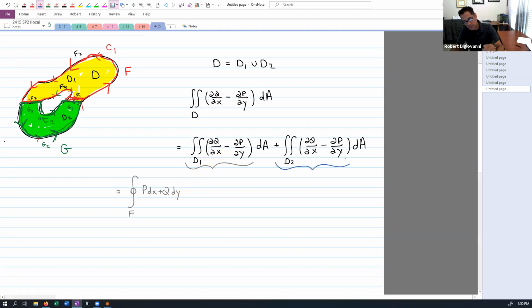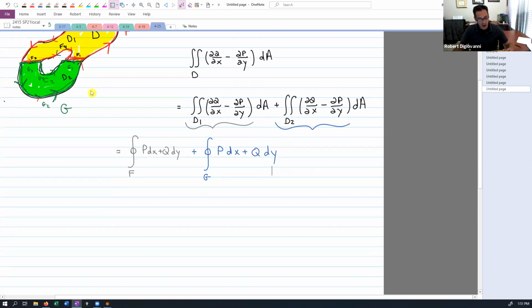Okay, what about this one? Plus, same thing, by Green's theorem, that's the line integral over the closed path that encloses D2. What encloses D2? G. G, okay, of G of P dx plus Q dy. But since these are line integrals over a path, F is made up of 4 different paths, isn't it? So I can take this and I can break it down into 4 paths.